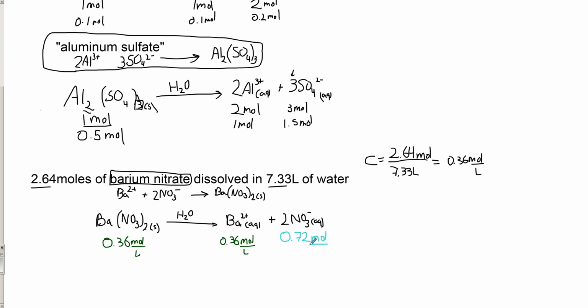So the key to doing these is you find out the concentration of your original compound, you dissociate, and then you multiply the original concentration by whatever coefficient is in front in your dissociation equation. Super, super simple. I'm going to pause and I'm going to do another example on a separate clean page. And here we are.